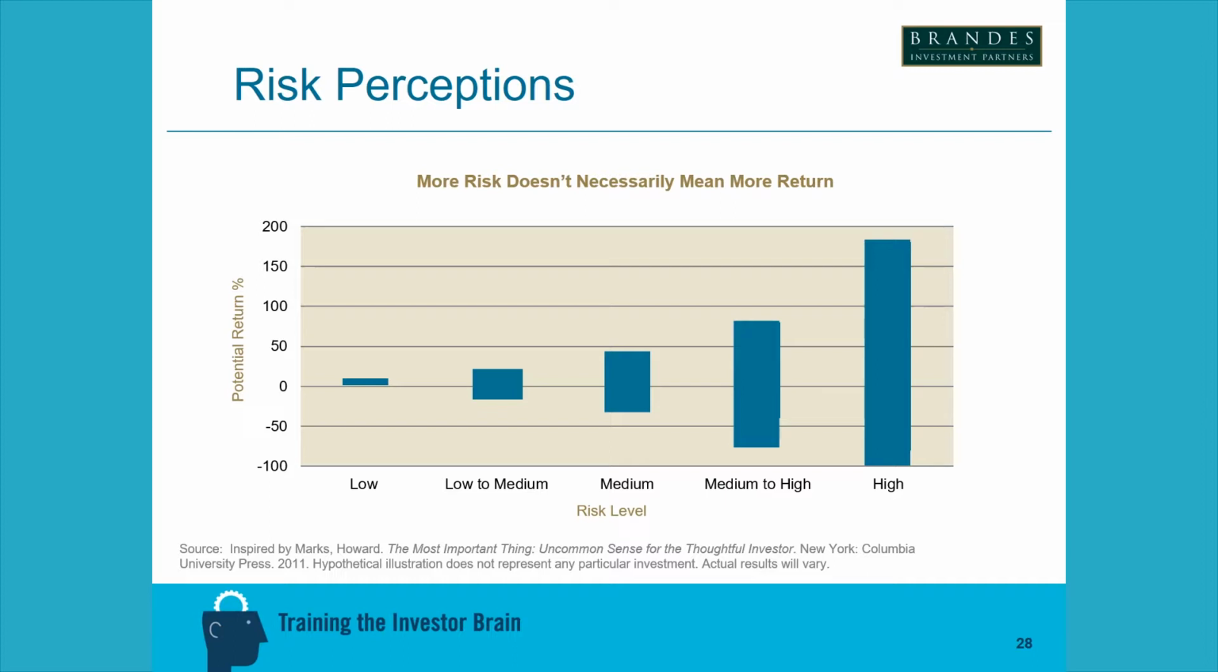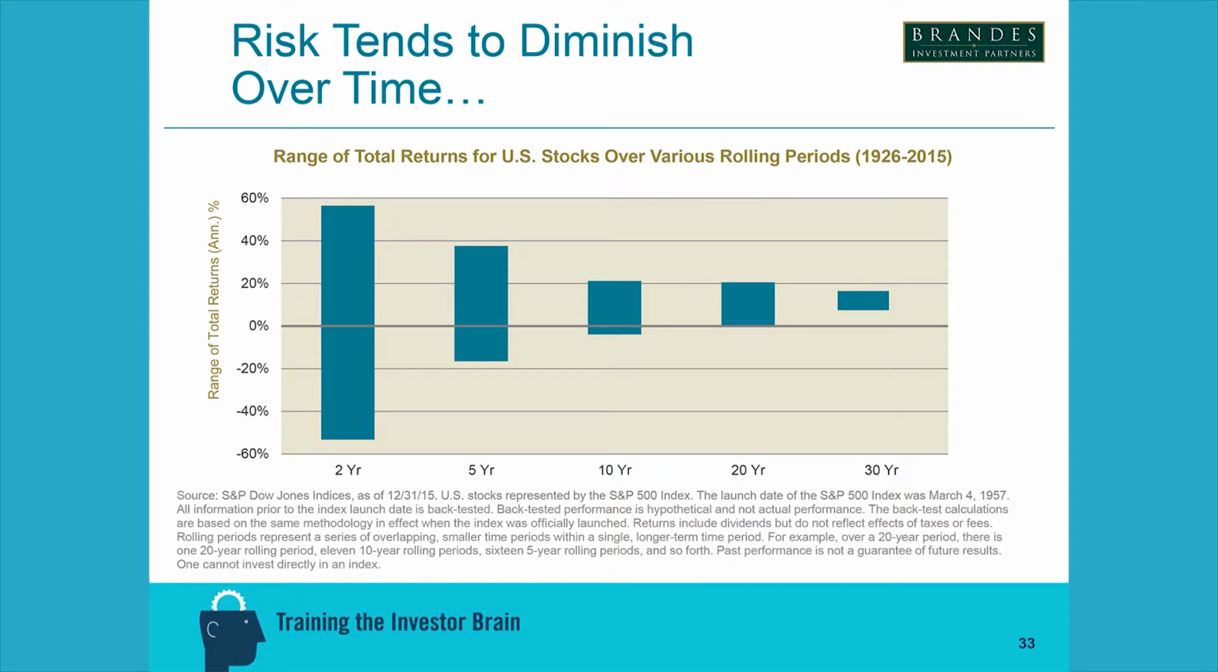Yet there's one key element missing from this illustration, and that's time. When we add time to the picture, it literally turns it upside down. Let's take what people tend to think of as a risky asset class, U.S. stocks. As the title of this slide suggests, the risk of investing in stocks tends to diminish over time.